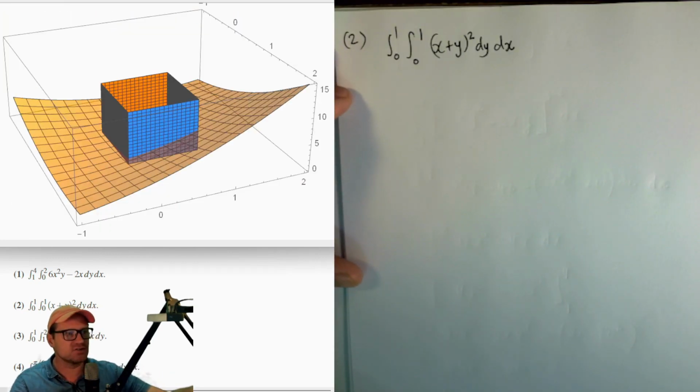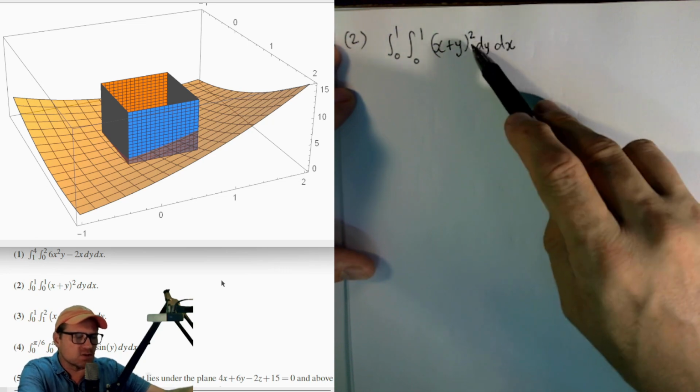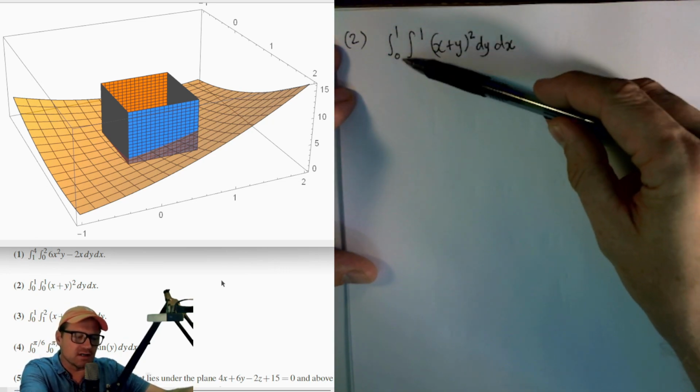Okay, so in question 2 here, we've got a double integral of x plus y all squared, between 0 and 1 and 0 and 1.